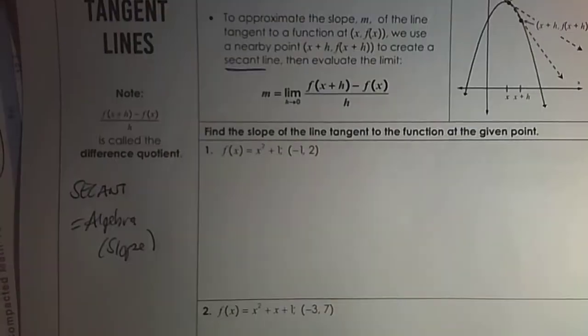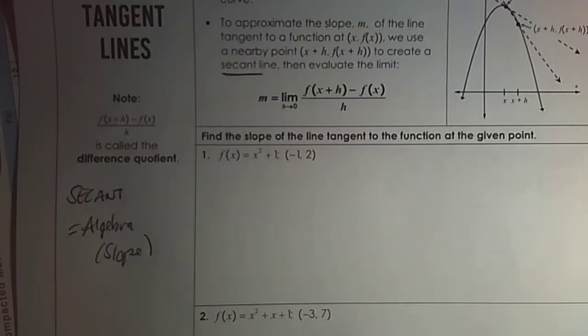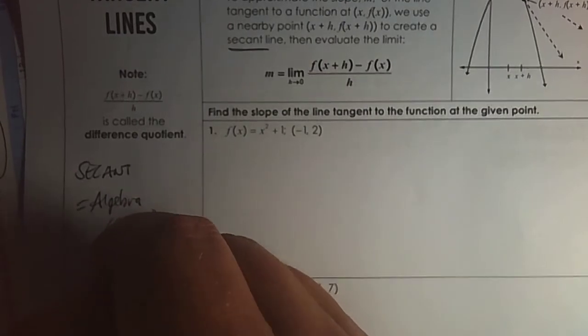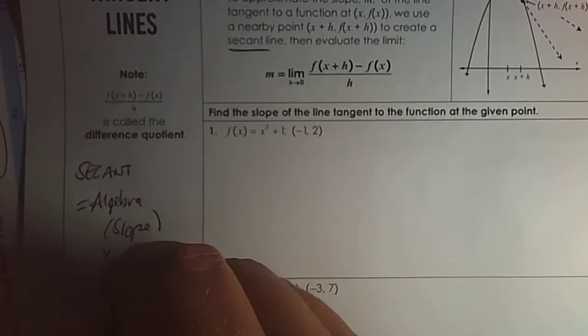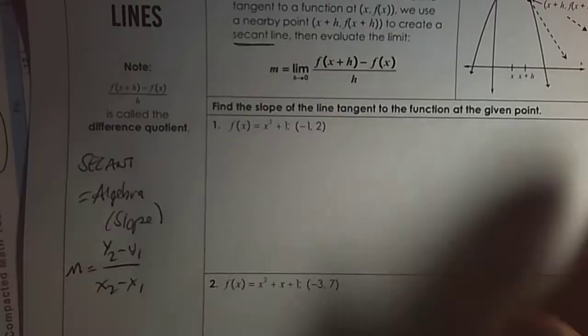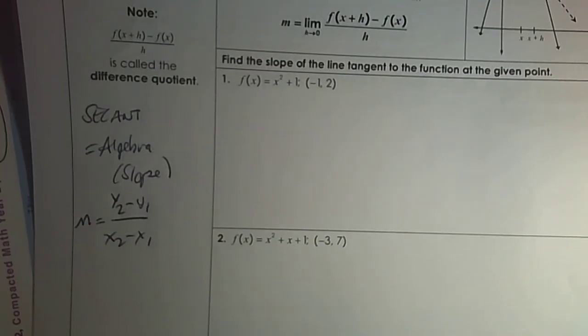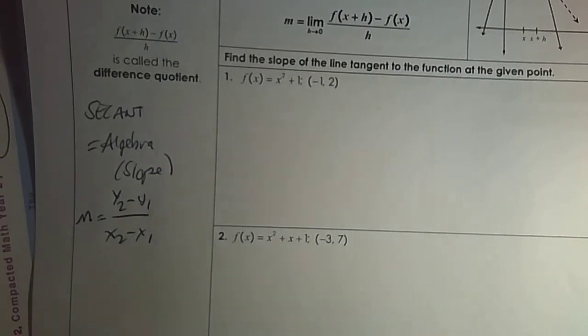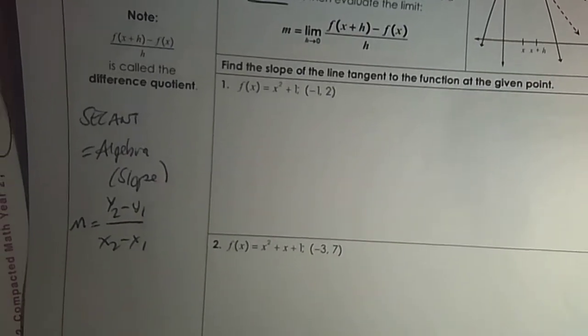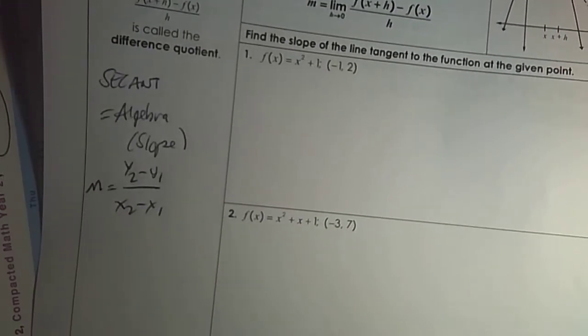So if you have 2 points and are asked to find the slope, you would go y2 minus y1 over x2 minus x1. That is how you would find the slope. 2 points, algebra, what we've done for years. So that's secant. What makes this go from algebra to calculus is what happens if you only have 1 point.